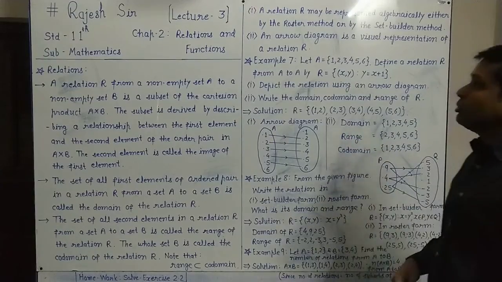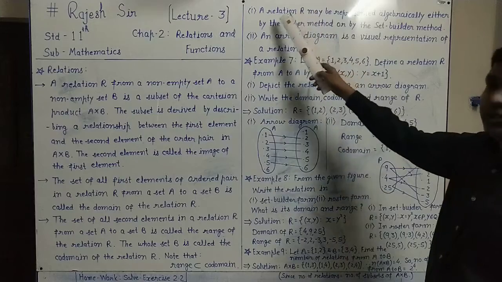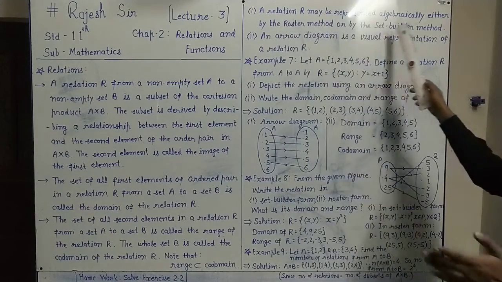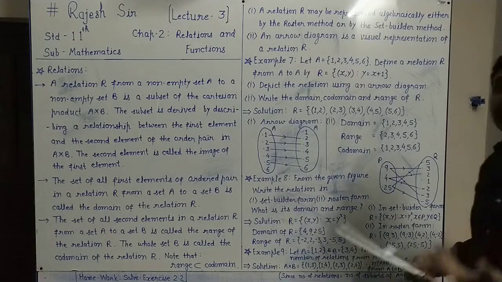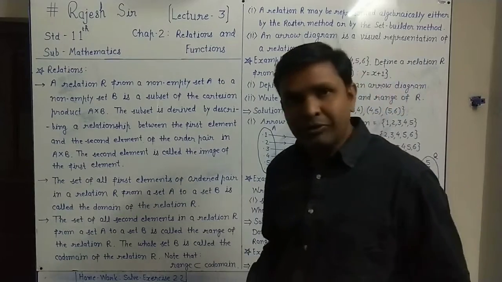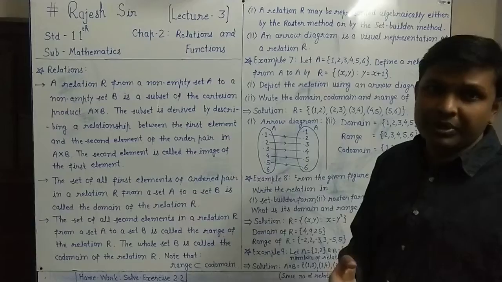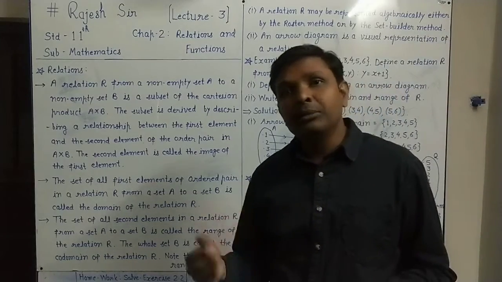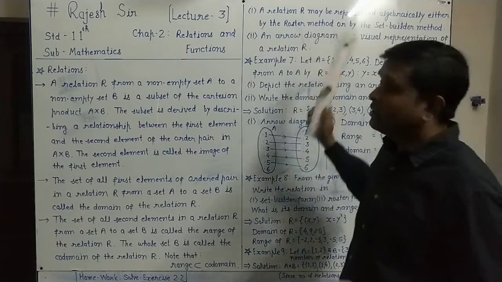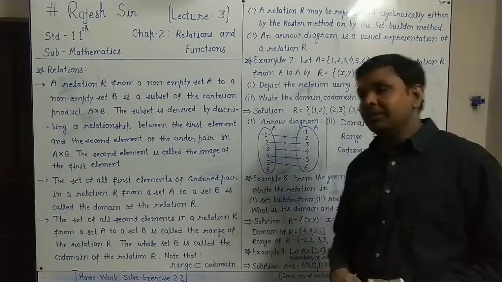Now some more things to be noted here. A relation R may be represented algebraically either by the roster method or by the set builder method. The relation can be represented in roster form or set builder form. Roster method and set builder method we have seen in the first lecture, how to represent the elements of the set by roster method and set builder method. That way we can relate here. We can represent the relation R in both methods.